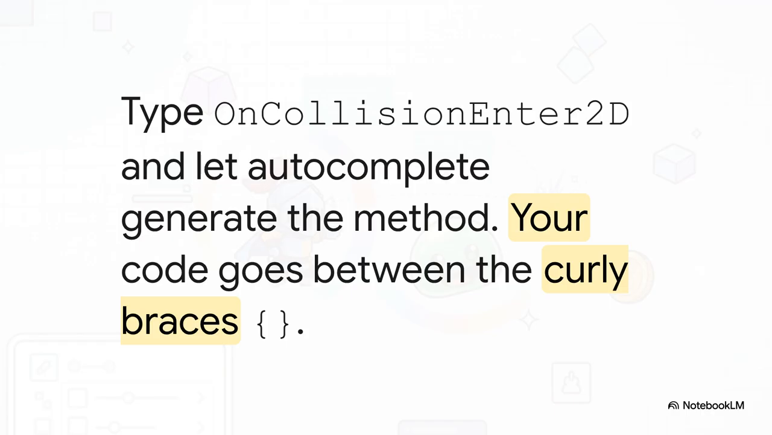This structure is the exact signature Unity is looking for. The name, the capitalization, the stuff in the parentheses, it has to match perfectly for that alarm to go off. And our code? It's going to go right between those two curly braces.